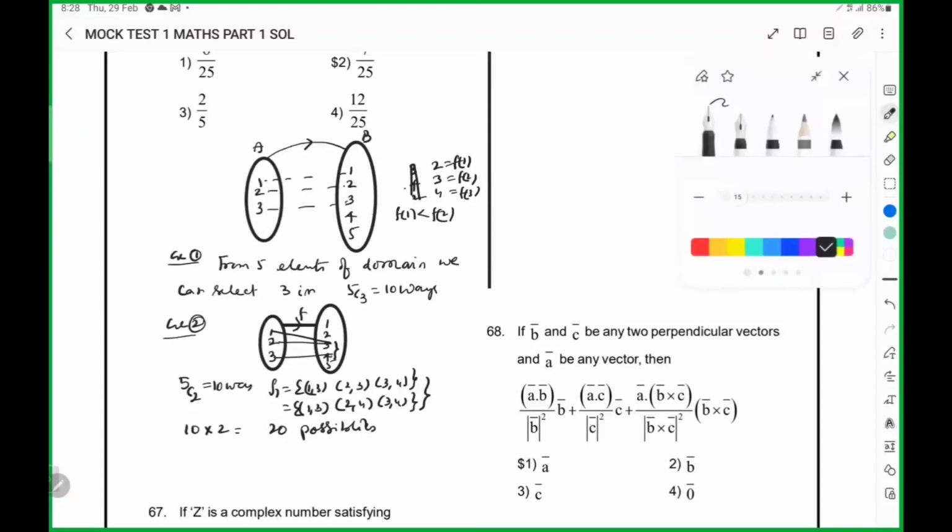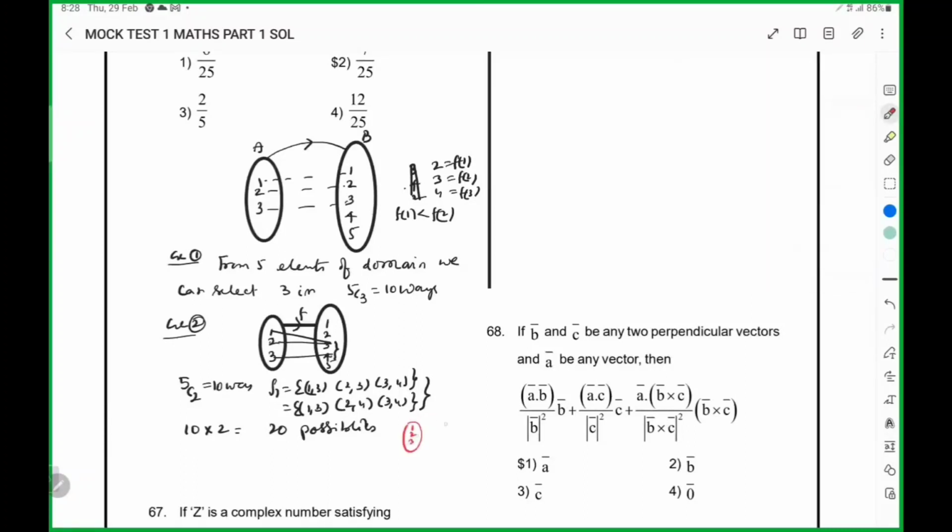Another case we have is all elements map to the same element. So in case 3, such functions are 5. So total functions will be 10 plus 20 plus 5, which is 35. Probability will be 35 by 5 cube.